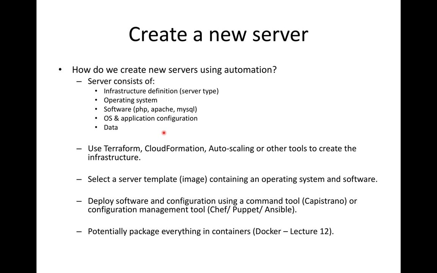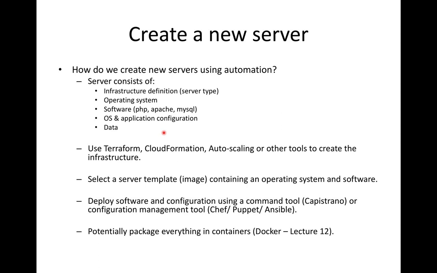Once we've launched our server using our AMI, we can then deploy software and configuration to it. We might use a tool like Capistrano to deploy our software, and we can use a variety of configuration management tools to configure our server, to define the configuration of our operating system and our applications, to define what application services should be installed and what data should be on our server.